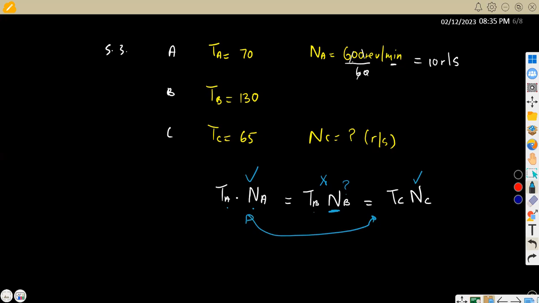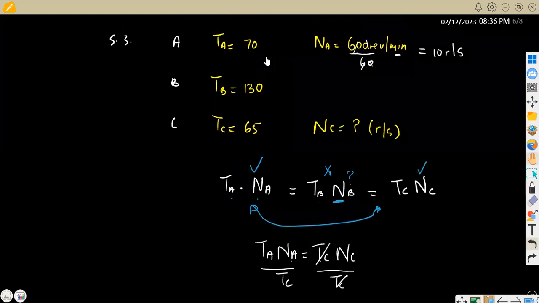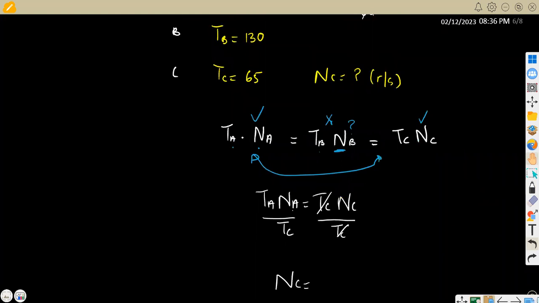Therefore, we can write TA NA is equivalent to TC NC. So to find NC, what are we going to do in this case? We can simply divide by TC. Since we want to calculate NC, we divide by TC. That means our N is in revs per second, because we converted the speed for A to revs per second. So it's going to be TA, the number of teeth for A, that is 70, times the speed.